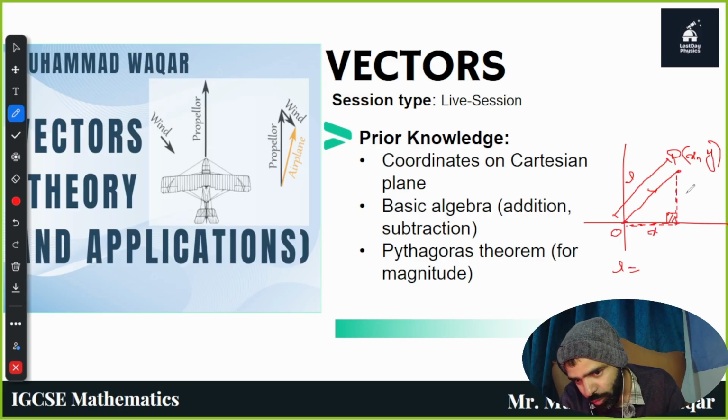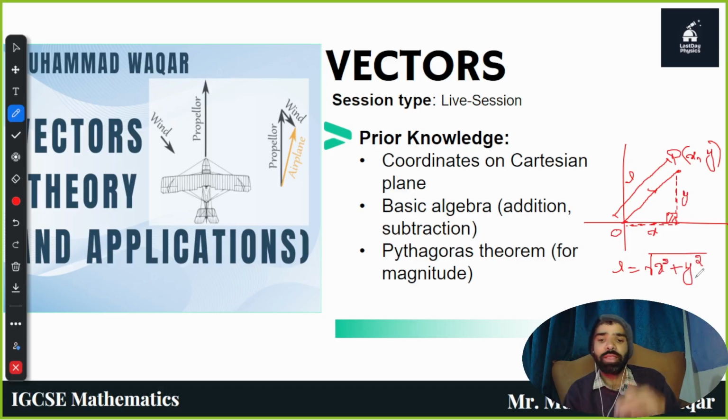This is the X movement, this is the Y movement. So using Pythagoras theorem, the hypotenuse square equals the sum of squares of the other two sides of this triangle. So if we take the square root, this hypotenuse would be the square root of the sum of the squares of the other two sides, correct?